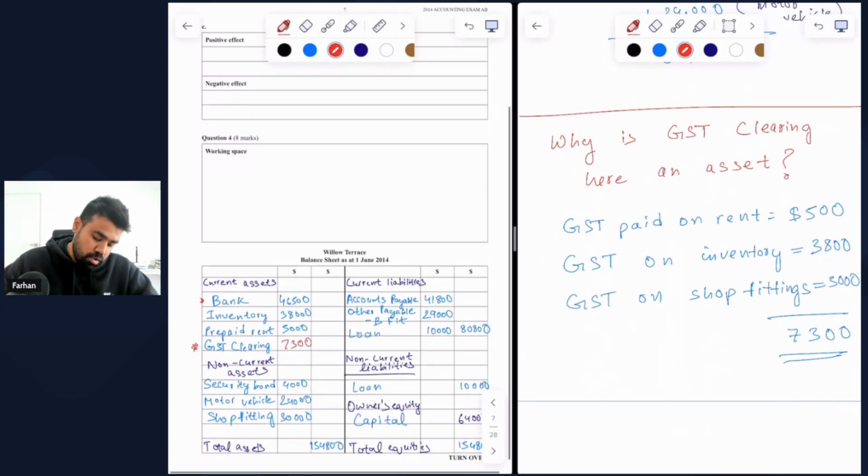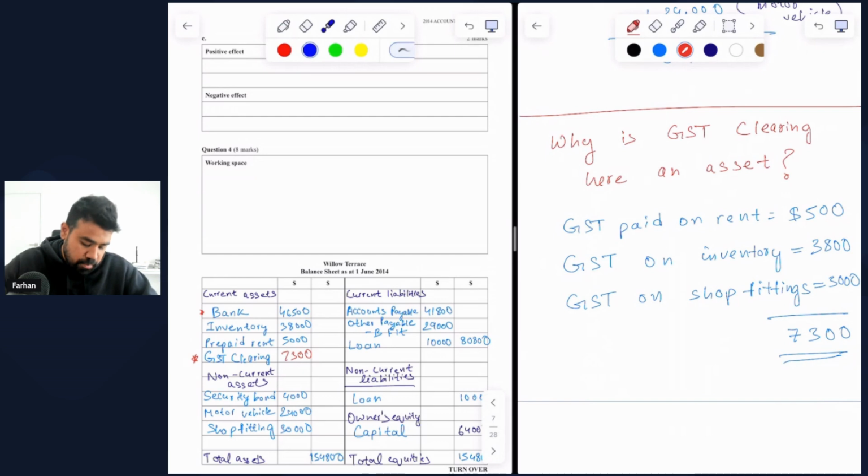So let's look into the non-current assets. So you remember the security bond that we will get back at the end of the 3 years of rental agreement, which is 4,000. Motor vehicles that we have contributed at fair value of 24,000, and shop fittings we have purchased at original cost of $30,000. Altogether, these three, together with the total of current assets, gives us $154,800 as the total of assets.